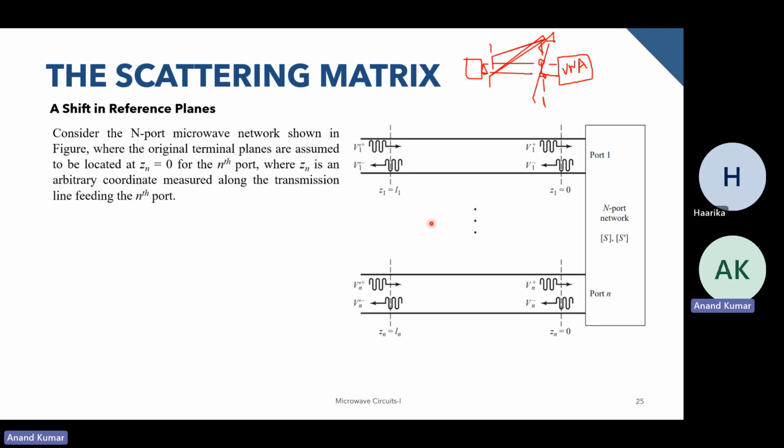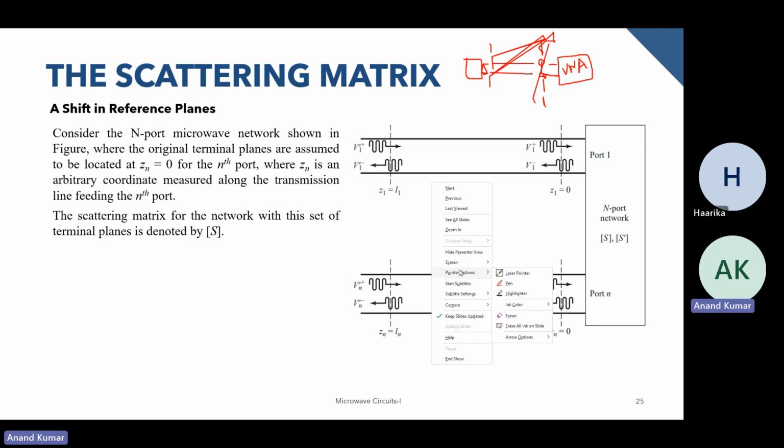So we have denoted the reflected and incident voltages at both the old reference plane and the new reference plane. Let's say we know the S parameter of the network at this particular plane over here, and now we want to shift it to here. So this is the S parameter if we were measuring over here, and S prime is the S parameter if this entire thing was under consideration.